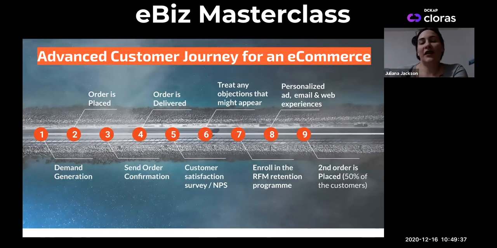This is how an advanced customer journey for an e-commerce should look. As you can see here, once the first order is completed, you have to measure the experience that people had with your product, services, and your overall experiences. If they had bad experiences, you have to treat any objections with your customer service team. Then, if people are okay, you have to get them enrolled in your RFM retention program, which is a retention program based on the segments that I was mentioning to you before.